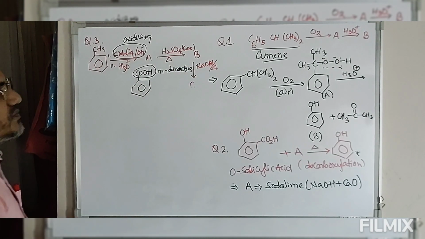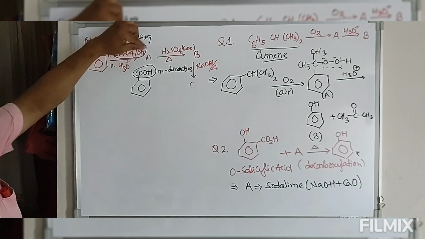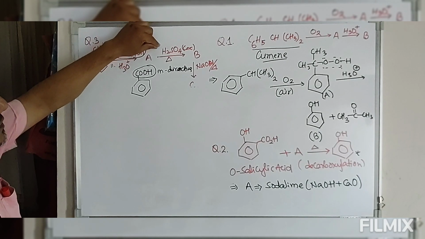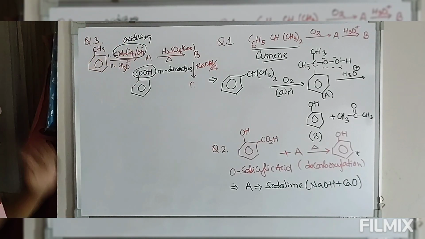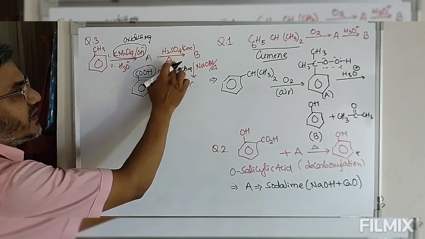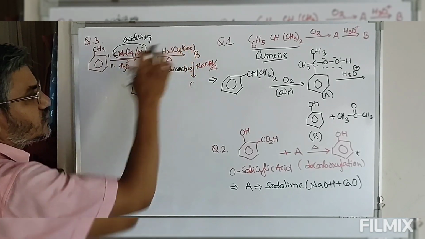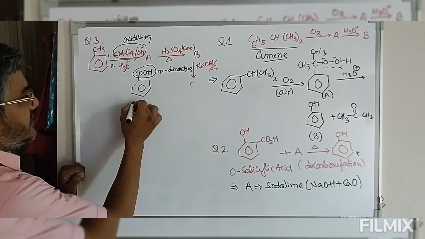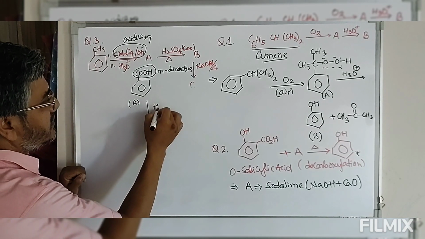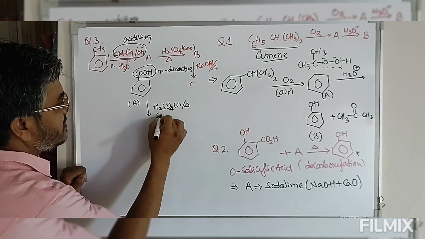So once we have a meta-directing group on the benzene ring, in electrophilic substitution reaction the substitution goes to the meta position. So this is concentrated sulfuric acid followed by heating. That means we are treating this substance with sulfuric acid, so the reaction is sulfonation. This is our A. A reacts with concentrated sulfuric acid followed by heating. So this is sulfonation.